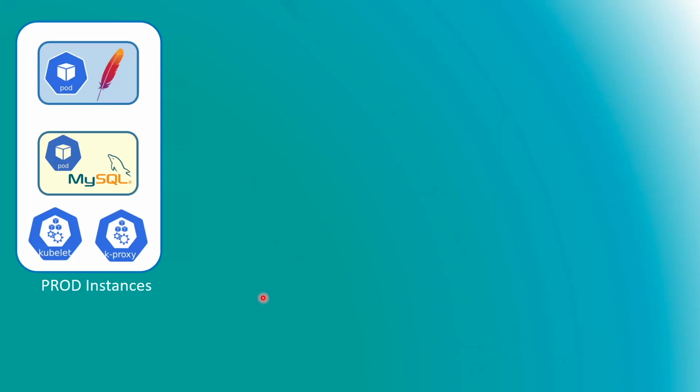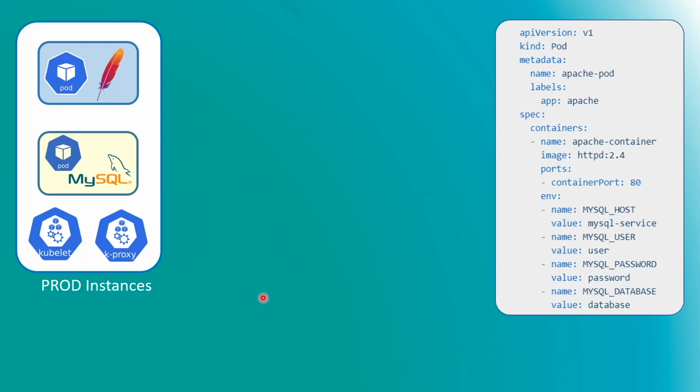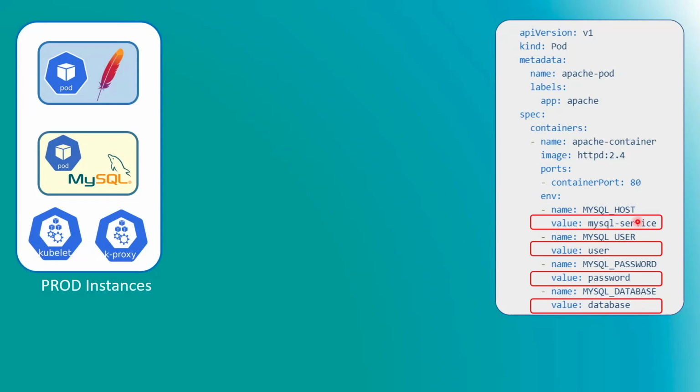In our previous examples, we saw that we want to connect the front-end pod with the database pod, the MySQL pod. This is a simple Kubernetes manifest file to create this pod. In this example, I have all those database attributes coded in my pod manifest file: the name of the MySQL host, the user, password, the database name, everything. And these are values that I have hard coded in my manifest file.